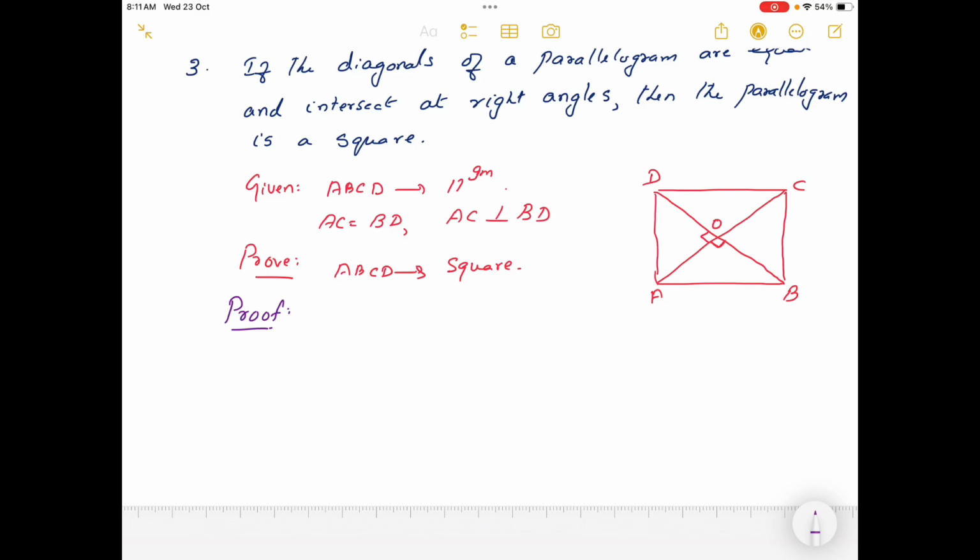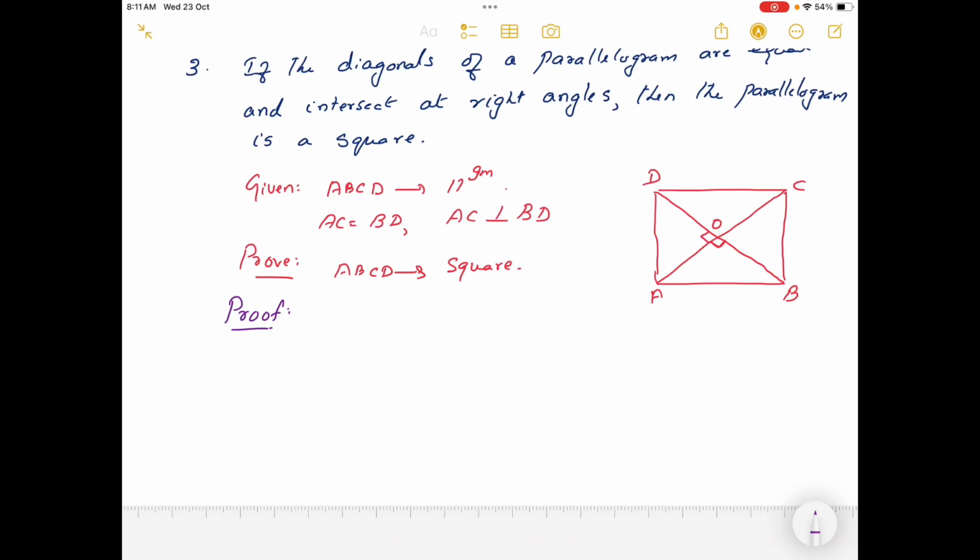Now ABCD is a parallelogram. Given, the diagonals are equal, so AC equals BD, and they intersect at right angles, so AC is perpendicular to BD, or angles AOD, AOB, BOC and COD are all 90 degrees. So ABCD is a square.